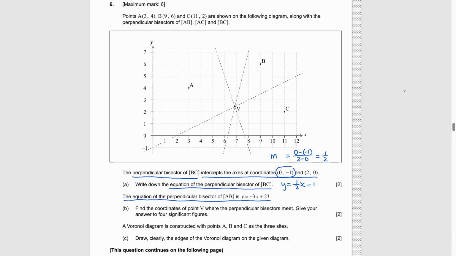Next, we look at the perpendicular bisector of AB, and we want to find point V. Remember, our answer should be given to 4 significant figures. Since V is simply the intersection of the 2 line equations, we can set up simultaneous equations and solve them using the calculator. Finally, in part C, we need to draw the edge of the Voronoi diagram. This is straightforward. We just select the correct sections of the dotted lines from the diagram.